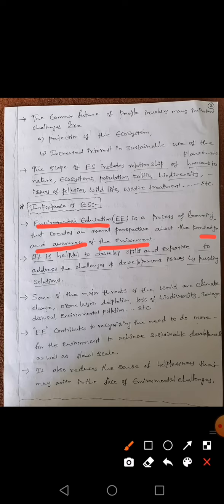We have to learn about the environment and how to behave well with it. It is helpful to develop skills and expertise to address the challenges of development issues by providing solutions. By doing environmental education we can estimate what types of problems are coming in the environment, and at the same time how to solve those problems.